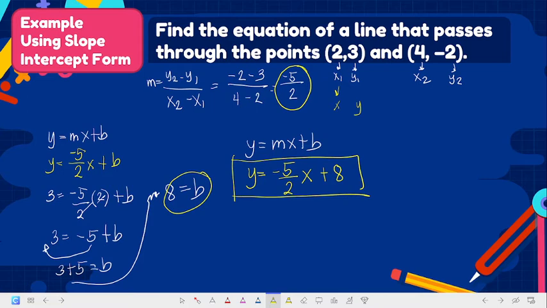So, as you can see, the answers are both the same, but the processes are different. So, I think this one is much easier than the 2-point formula because the formula is too long. This one, you're going to find the slope, and then after that, you're going to find the y-intercept. So, you're going to choose only one of the 2 points, and then after that, you're going to solve for b, and then substitute the slope and the y-intercept.